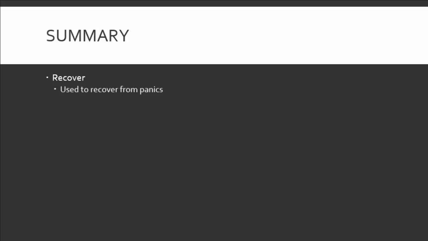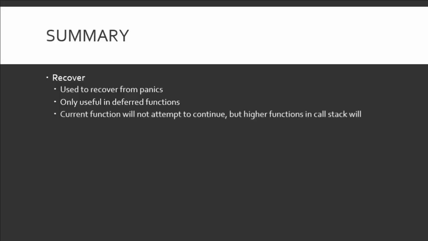That function is used to recover from panics. It's only useful inside of deferred functions, and the reason for that is because of the behavior of panic. Remember, when an application starts to panic, it no longer executes the rest of that function, but it will execute deferred functions. So the proper place to use recover is inside of a deferred function that's going to look for a panicking situation, and if the application is panicking, then it can decide what to do with it. The current function will not attempt to continue, but if you do recover, then higher functions in the call stack will continue as if nothing went wrong.